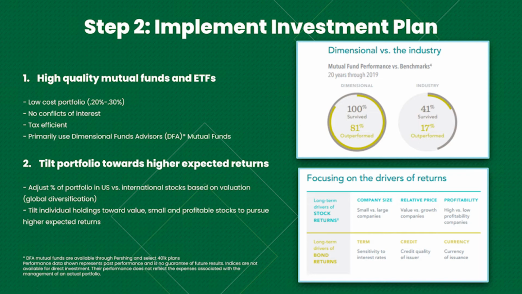The next part is we typically tilt the portfolio towards areas of the market with higher expected returns. The example I like to use is an ice cube tray. Your typical index fund is just going to have an equal amount of water in each area of the tray, where we're going to put more water in areas of the market with higher expected returns. How do we do that? A couple of ways.